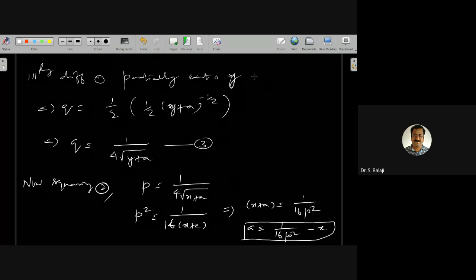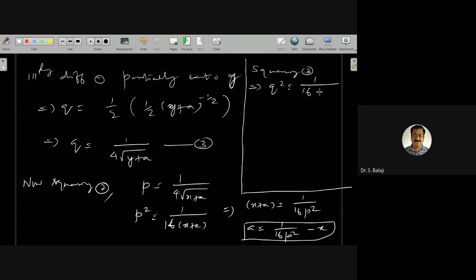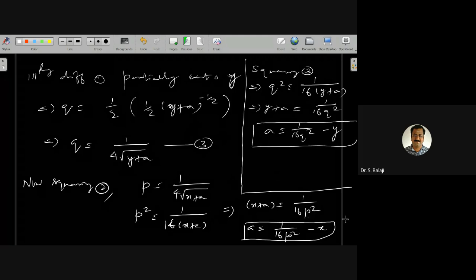Similarly, squaring 3, the same thing you can get. q square is equal to 1 by 16 of y plus a. Therefore y plus a equals 1 by 16 q square, and a equals 1 by 16 q square minus y. This is also a. It is a from equation number 2, and it is also a from equation number 3.